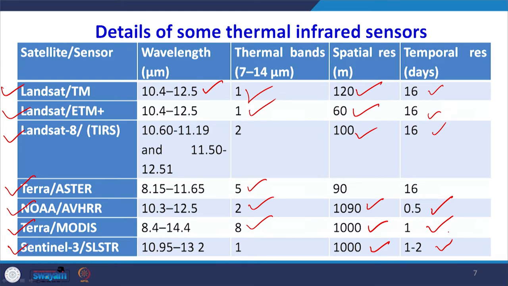So, these are the kind of temporal resolution. Now we understand that if we want very frequent temporal resolution, and still we have to correlate the features with respect to their temperature, so we have to carry out some kind of thermal study, then maybe we will go for coarser, poor resolution data. But if the things are not changing so fast, then maybe we can go for Landsat data.